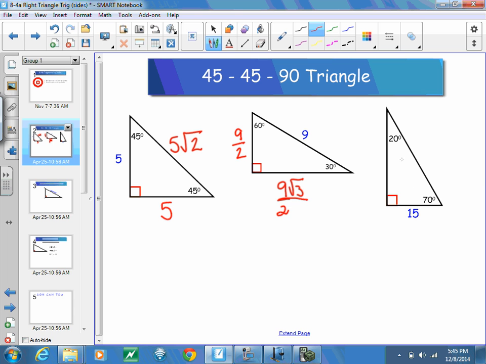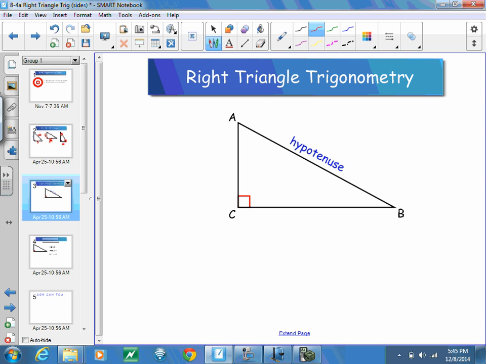Well, what do you do if you have a right triangle that only gives you one side and our angles are not any of those special triangles that we've been working with? Then we're going to be using our right triangle trigonometry. So here's what you need to know about right triangle trig. First of all, we're working with right triangles, so you must have a 90-degree angle. And remember that your hypotenuse is always opposite of the 90-degree angle.